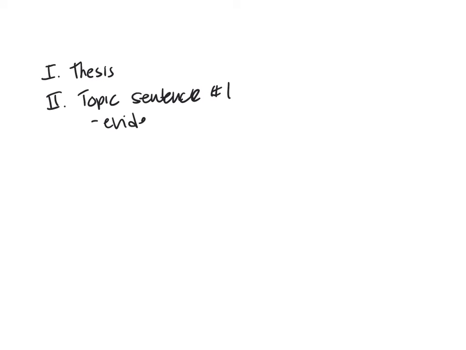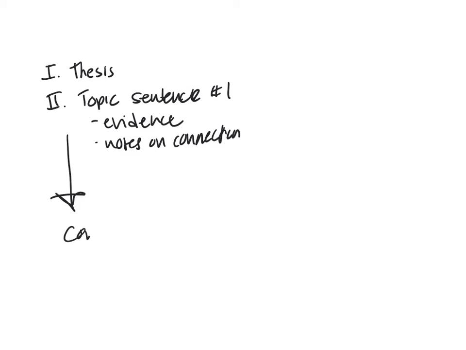Some writers do really well by making outlines, which is where they might make a document that includes their thesis, topic sentence number 1, evidence, notes on connection, right? And they might do this and then have notes on their conclusion so that when they sit down to write, they have a sense of where they're going.